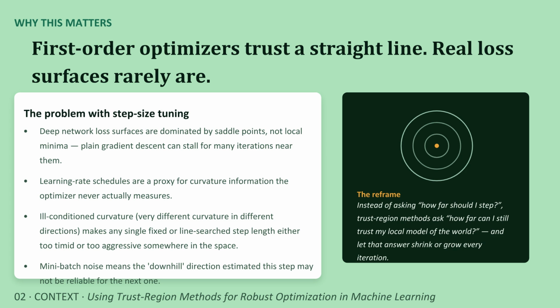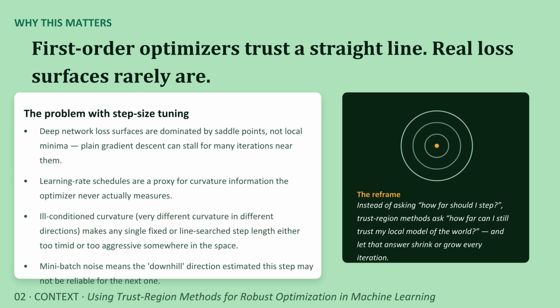And ill conditioning, very different curvature in different directions, means any single step length, however carefully chosen, will be too timid somewhere and too aggressive somewhere else. Add mini-batch noise on top, and even your direction estimate is shaky from one step to the next.